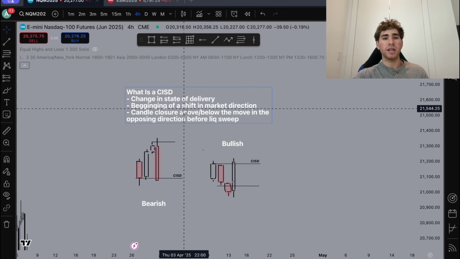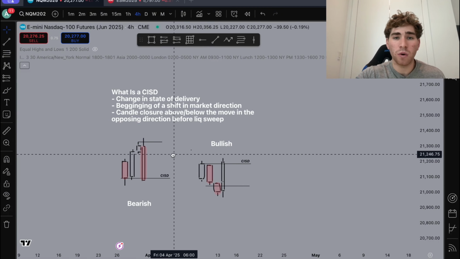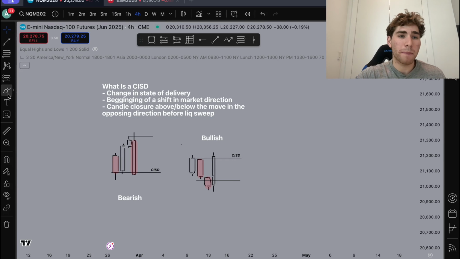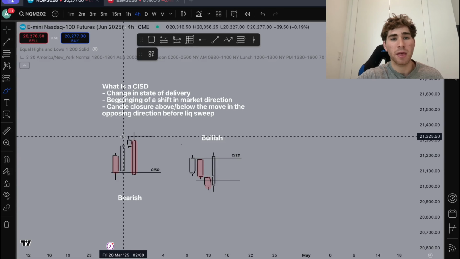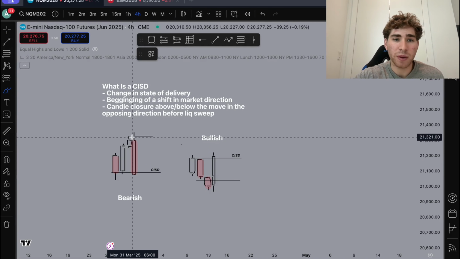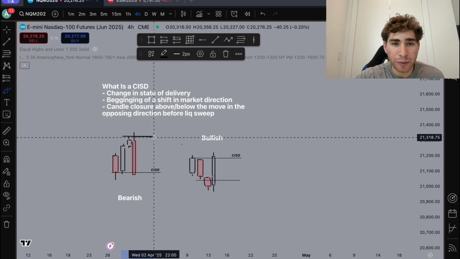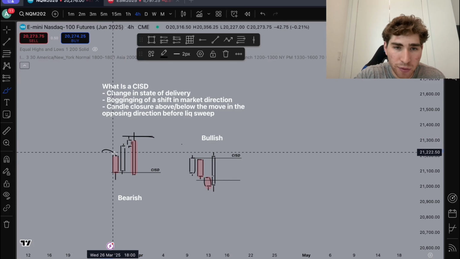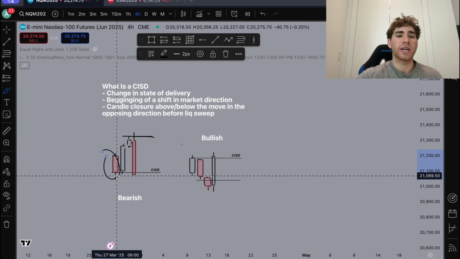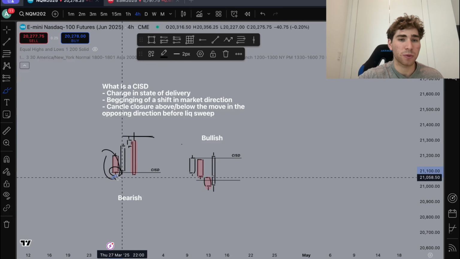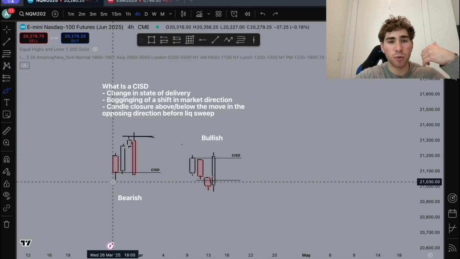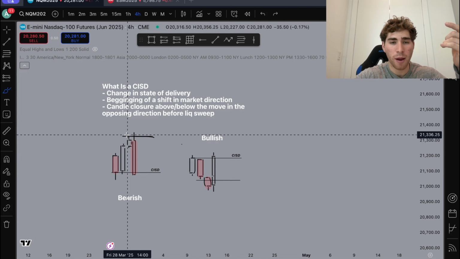So it is going to be the candle closure above or below the move in the opposing direction before a liquidity sweep. So if we are bearish, the liquidity sweep is going to be a sweep of buy side. What do we have? This high. What does price do? Sweeps it. What happens before we take out buy side? We have this previous move to the downside right here, right? This candle. We get the candle's close. You want to mark out the candle's close, right? The previous move to the downside before a move to take out buy side.